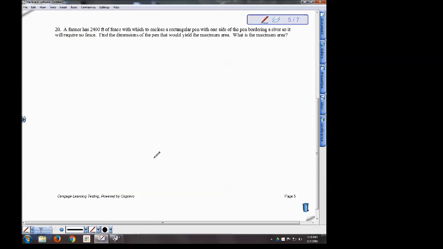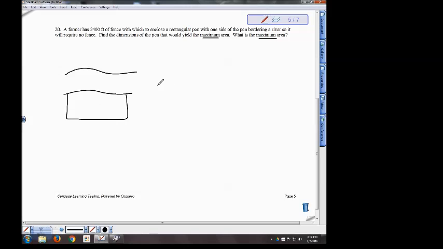Okay. Question 20. This question actually comes from section 3.1, but it is applicable to chapter 3 in that it deals with polynomials. There's a key word here, maximum. That's usually an indication that you're going to have to find the vertex of a parabola. So what we have here, we've got some river. We've got some rectangular pen here.